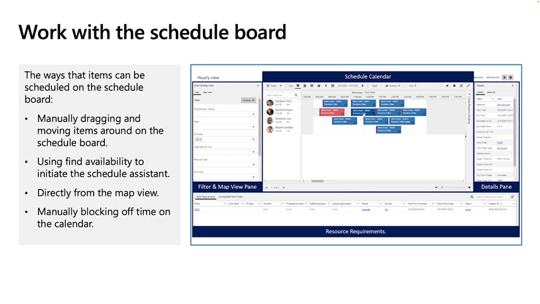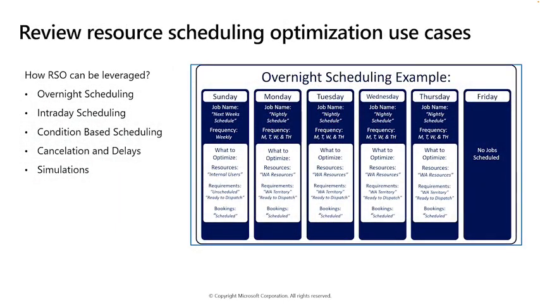We'll take a look at one of them during the demo a little later on. Now, let's examine how resource scheduling optimization can be used to both automate and optimize scheduling. Resource scheduling optimization, or RSO, is an add-on capability for Dynamics 365 for Field Service. It allows your organization to automatically schedule work orders for the best resource.